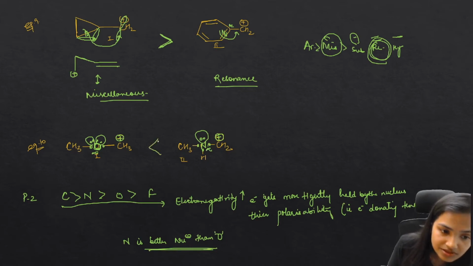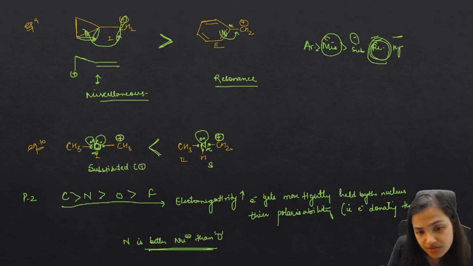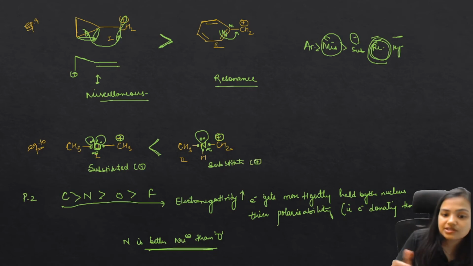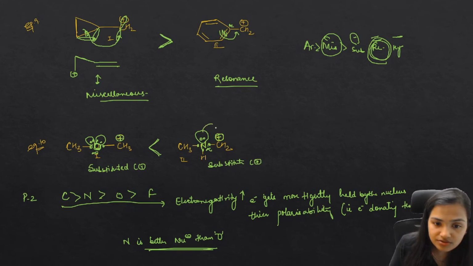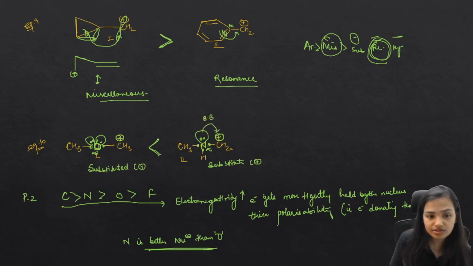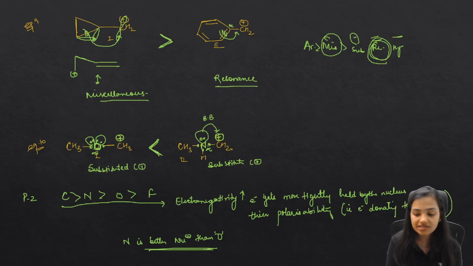So nitrogen will stabilize. This is also a substituted carbocation, and this is also a substituted carbocation. If we have to compare between the two substituted carbocations, this is oxygen and this is nitrogen. So nitrogen is a better donor. There will be better back bonding by the nitrogen, so this will be more stable as compared to that of the methoxy group. Okay, so this is all we could understand, and this is all about carbocations and their stability.